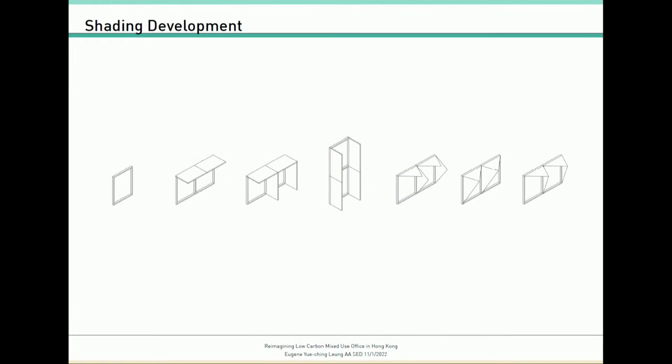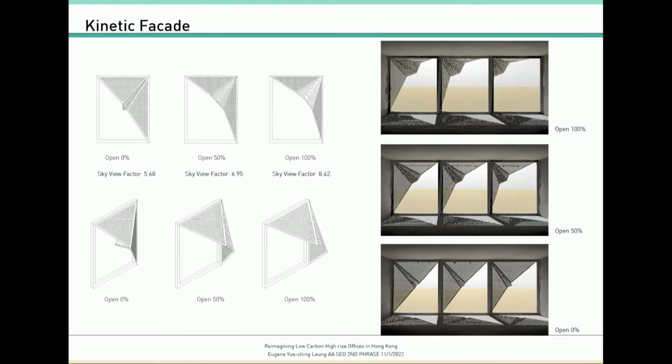I tested vertical and horizontal devices, and in the end came up with a kinetic facade that marries the benefits of both. This is how it comes with openings of 100% and openings of 0%, which has a sky view factor of 5 to 6 to around 8.4. And this is how you see, from the inside to the outside, how the kinetic facade performs and operates.